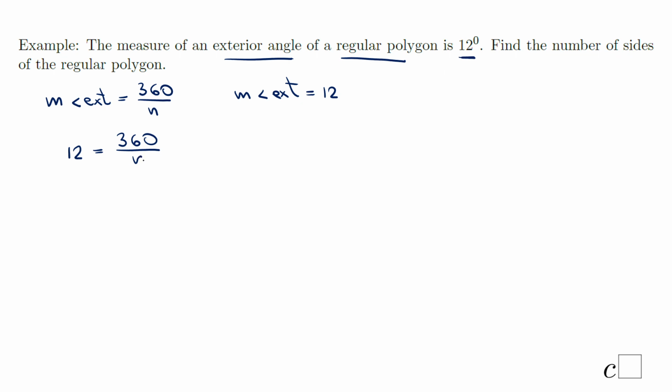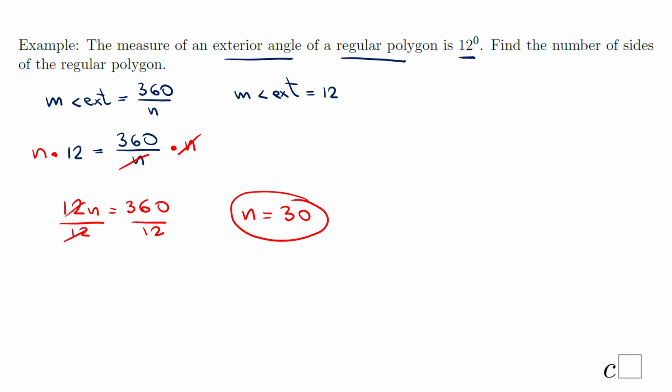We have an equation where you need to find n. I will do something very similar. I will multiply by n first. Why? To get rid of this n. Don't forget to multiply by n the other side. So we have here 12n equals 360. And the last step is divide by 12. So we end up with n equals 360 divided by 12. That will be 30. And this 30 here means this regular polygon for which the exterior angle is 12 degrees has 30 sides.